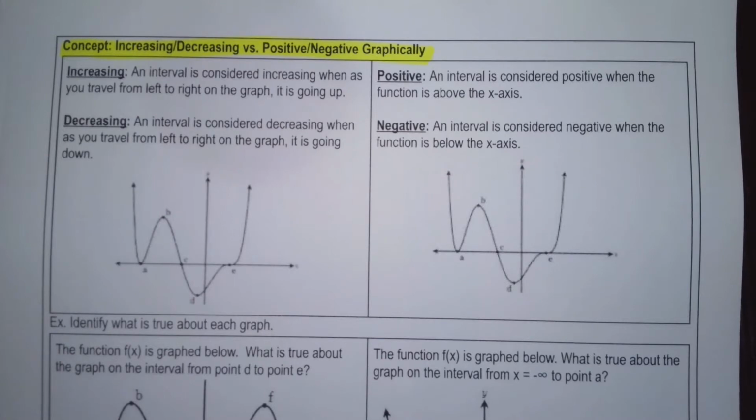So you can have a polynomial graph that has a decreasing interval, but that interval is also positive. Kind of sounds like an oxymoron, but it is how polynomial graphs work. So the first thing that we have is increasing and decreasing.